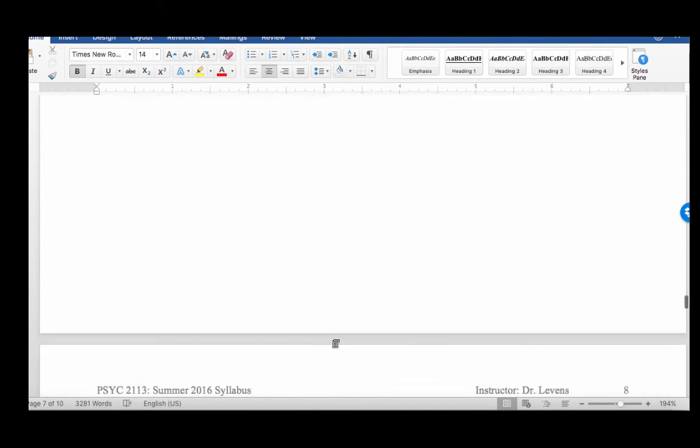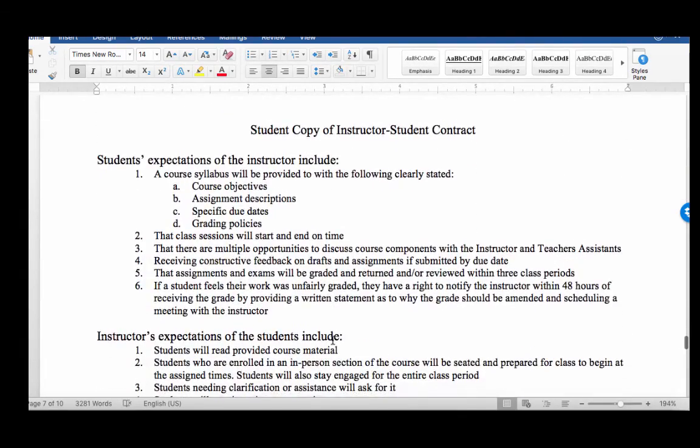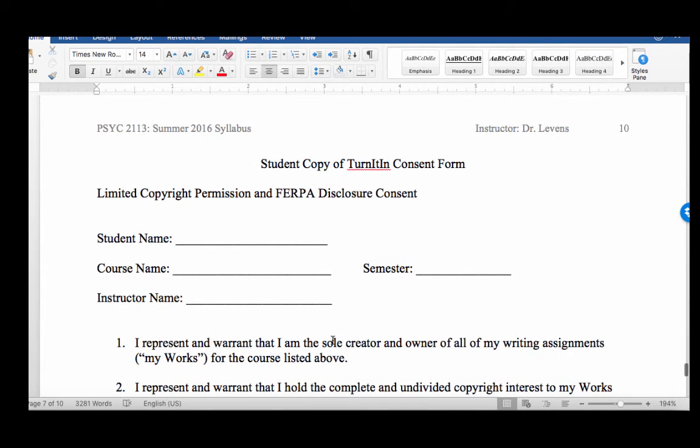At the very end of the syllabus are copies of the student instructor contract, as well as a copy of the Turnitin consent form.